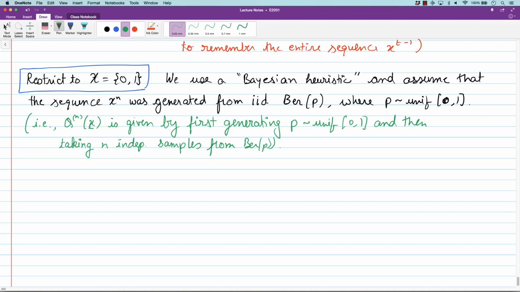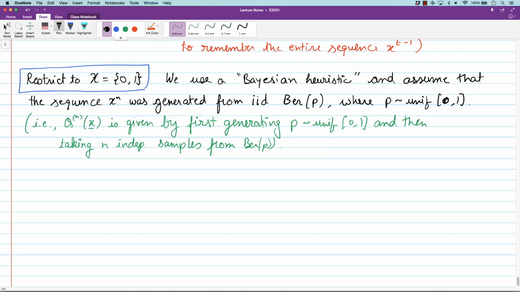So this is not the distribution. It is some fictitious distribution we use for our probability assignment. That's the first remark. Second part is that this distribution actually is not an IID distribution. It is a mixture of IID distributions, because given this parameter P, these samples are independently generated and identically distributed, but the P itself is uniformly distributed. So the final distribution Qn is a mixture of IID distributions.